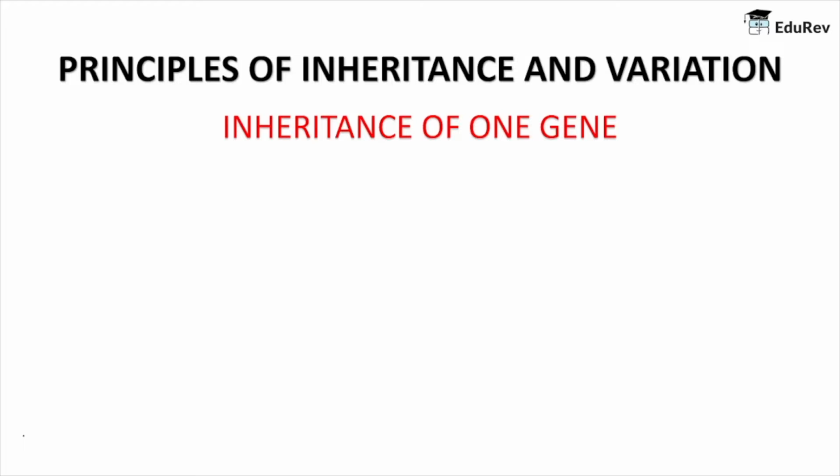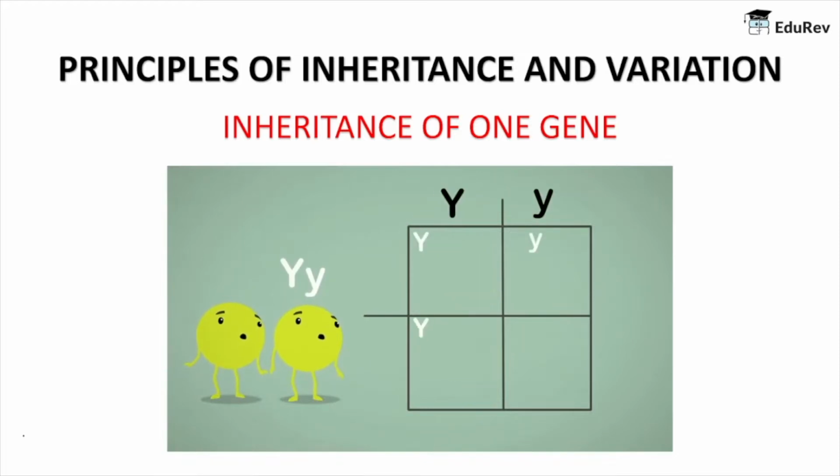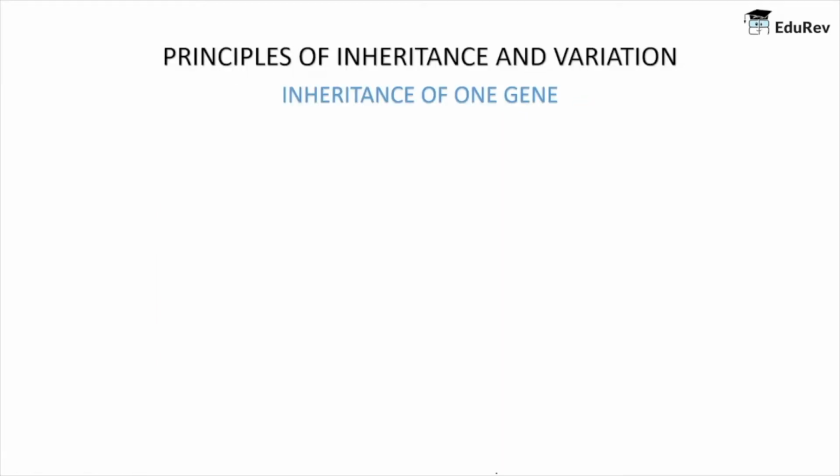In this session, we are going to learn about an interesting experimentation which explains the base of our genetics. That is, inheritance of one gene from chapter Principles of Inheritance and Variation. So, let us begin with our topic. Before jumping on to big terminologies and experiments, we must know what are chromosomes, what are genes, and what are alleles, as they are the basic foundation of our genetics.